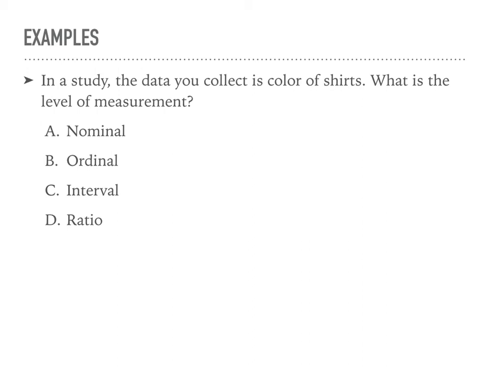So as we're thinking about this, color of shirts, that's qualitative. So we know that it has to be either nominal or ordinal, and it cannot be interval or ratio, because nominal and ordinal are our qualitative types of data. Then we ask ourselves, is there a way that we can order this? There's no way of ordering the colors of shirts, so we would say this data is nominal.